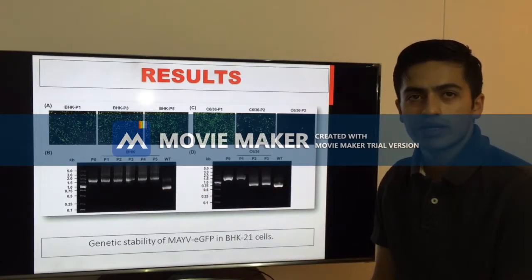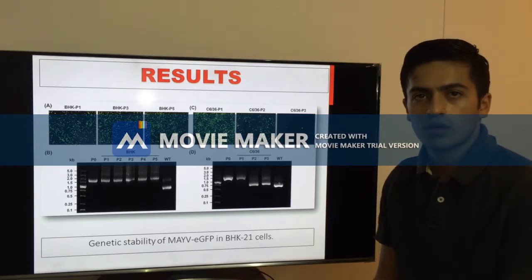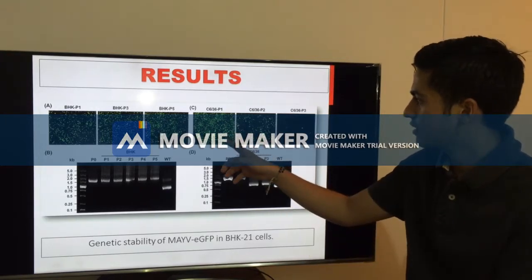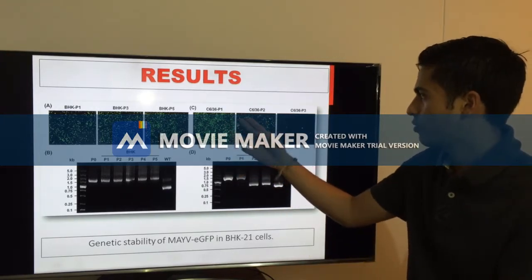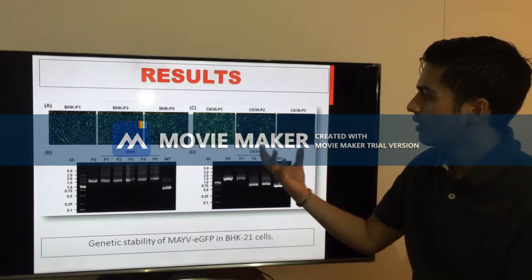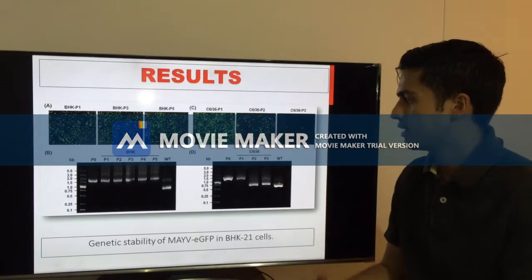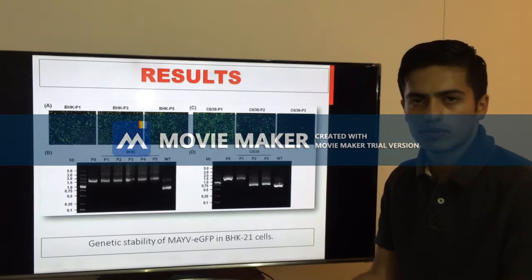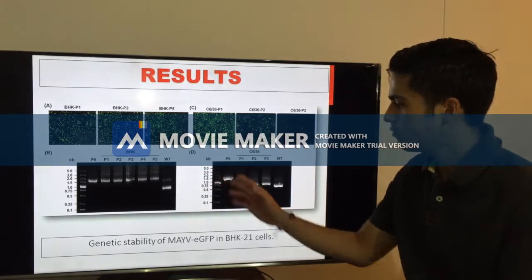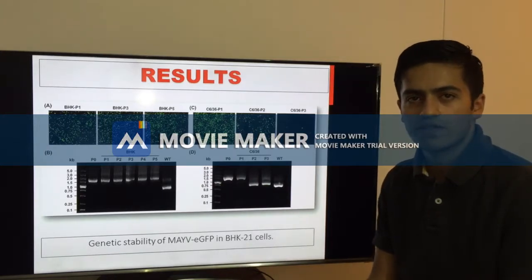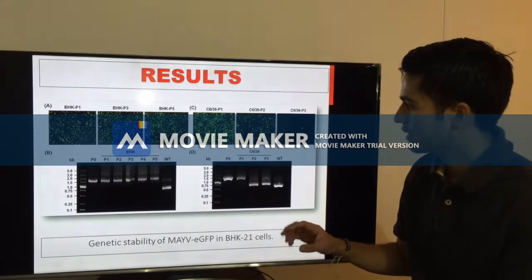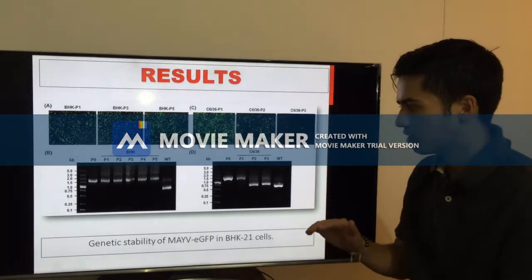In image C, we can see the eGFP expression of the different passages of Mayaro virus eGFP. So here we can see P1, P2, and P3, and P1 is the one with the most antibodies reacting with cells. In image D, we can see the detection of the eGFP gene during virus passage. So here we can see they are at different levels, they are not the same.